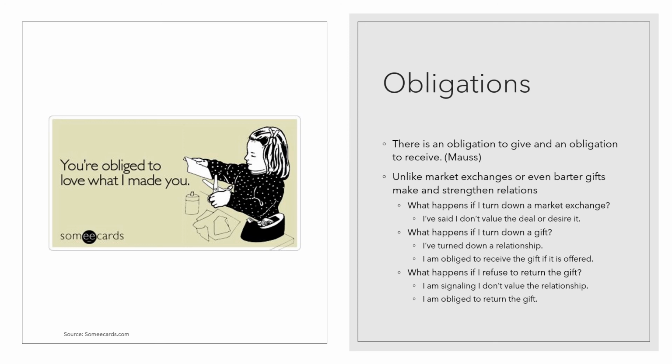On the other hand, if you try to give me a gift and I turn it down, what I am essentially saying is I'm turning down a relationship. Now, the degree to which I am obliged to receive that gift is directly proportional to the closeness of that relationship as it already exists. But in any case, it is essentially a rejection of the relationship. And if you accept the gift but refuse to return it, you're also signaling that you don't value that relationship. Therefore, you are both obliged to receive a gift and to return it. It's these obligations that actually make social relations circulate. We'll talk more about that when we talk about kinship as well.